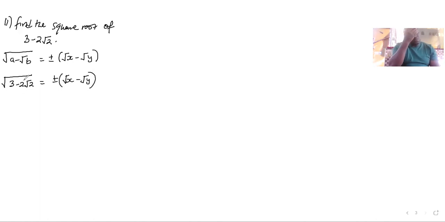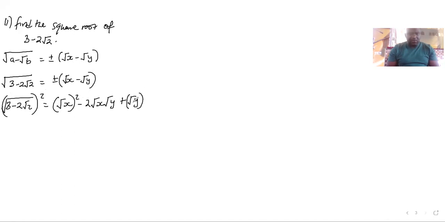Now, to remove the square root on the left-hand side, we square both sides, which will give us 3 minus 2 root 2, the whole of this under the root has been squared. And this will give us root of X squared minus 2 root of X root of Y plus root of Y, the whole of it squared. It is coming from the expansion of A minus B squared. When you expand A minus B squared, you will get A squared minus 2AB plus B squared.